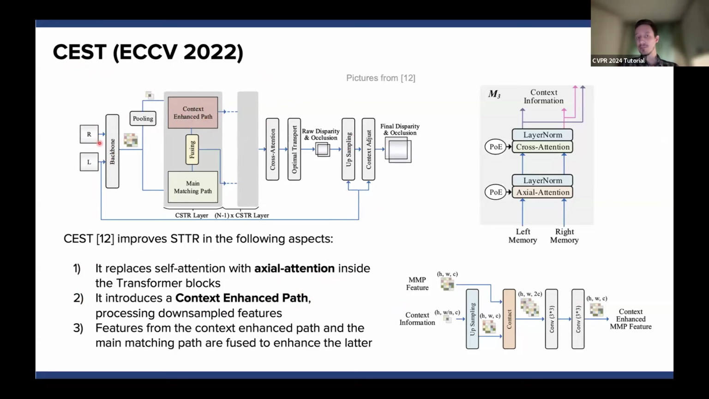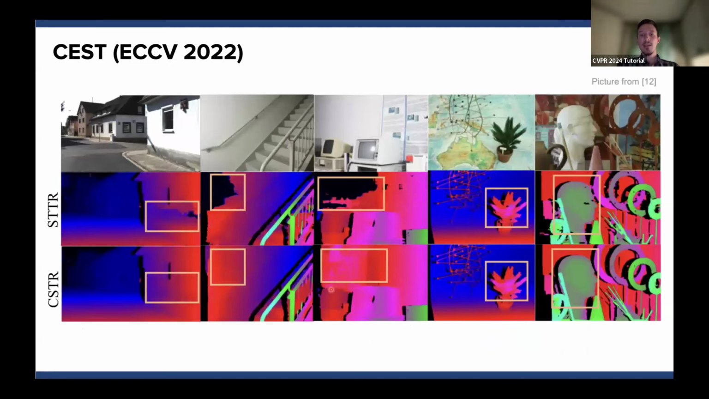So the features we get from the feature extractor are pooled at a lower resolution and then are processed by this context-enhanced path. This allows to increase the context and the perceptive field of the stereo transformer itself, and these features are then merged with the features extracted by the main matching path, which is actually the original path used by the stereo transformer, in order to have more meaningful information and estimate a more accurate disparity map. And as we can appreciate from the qualitative results, the context-enhanced path is very helpful at dealing with those large untextured regions that were very hard for the original stereo transformer.